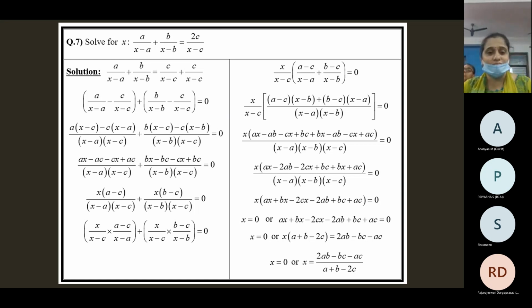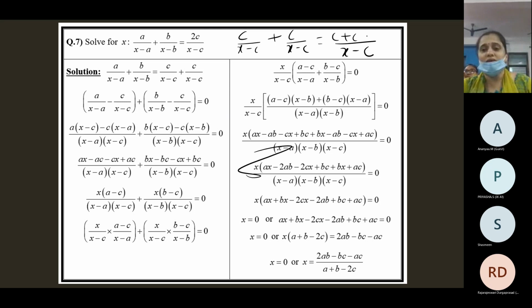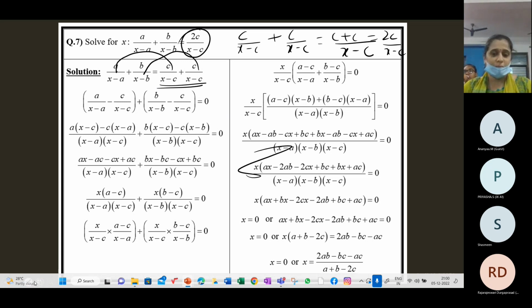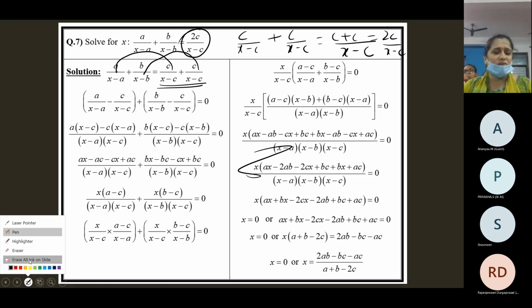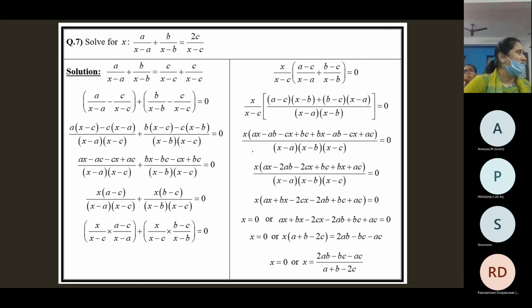We write it as c by x minus c plus c by x minus c. x minus c is the common denominator and c plus c is 2c. So 2c by x minus c. They're the same, so when you transpose, take one with this and take the other with this one. You just need to be very patient when you work this. It's very easy. The idea is the same everywhere.